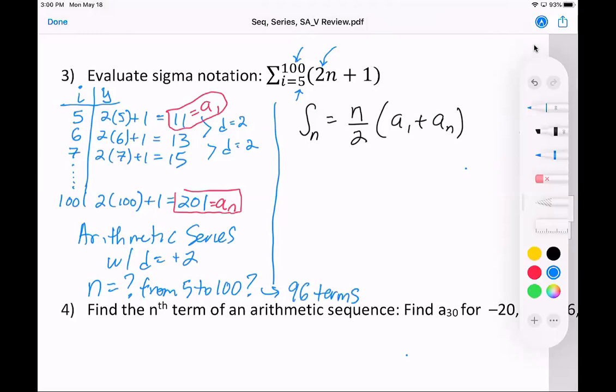So be really careful. Don't just do 100 minus 5. If you did that, that's not going to give you the right answer. That's 1 off. So really, if you're going to do that, you always have to add plus 1 to that to get 96 is your n.